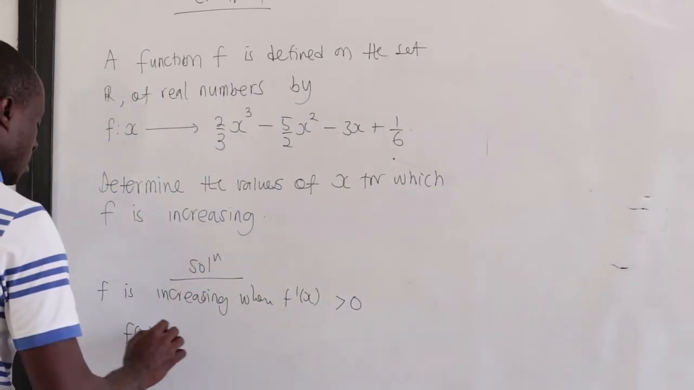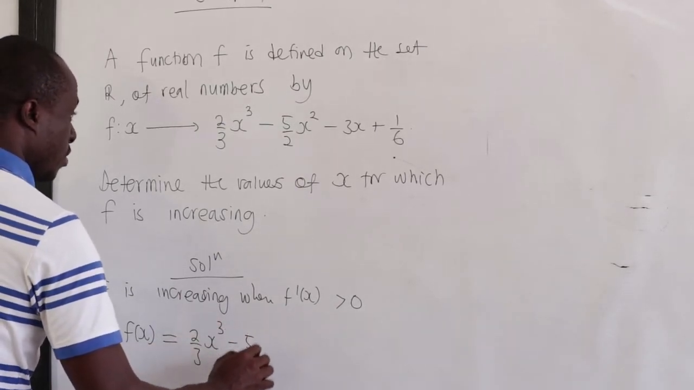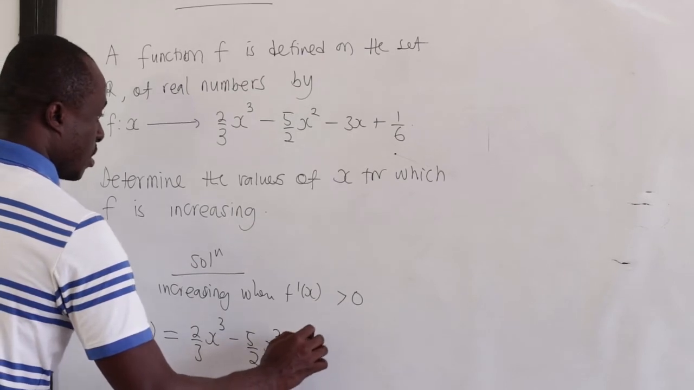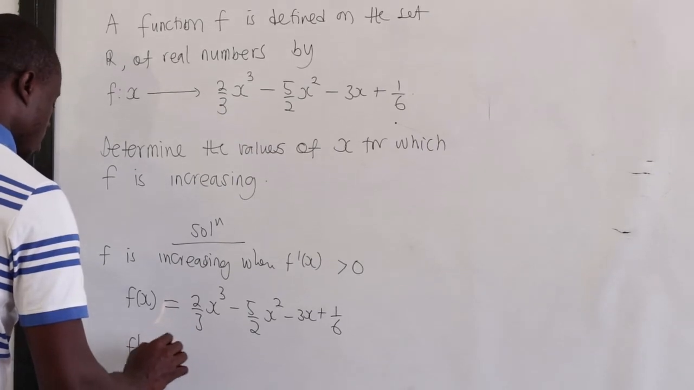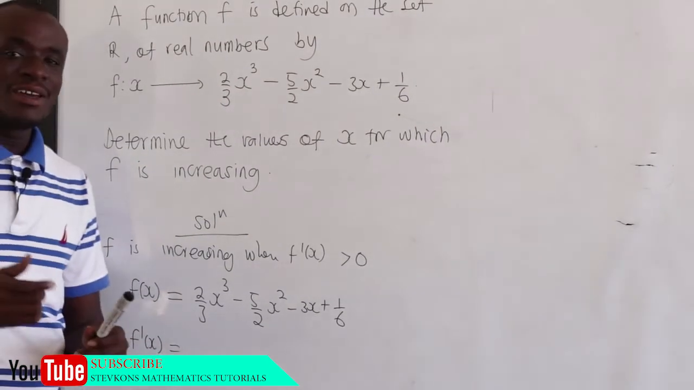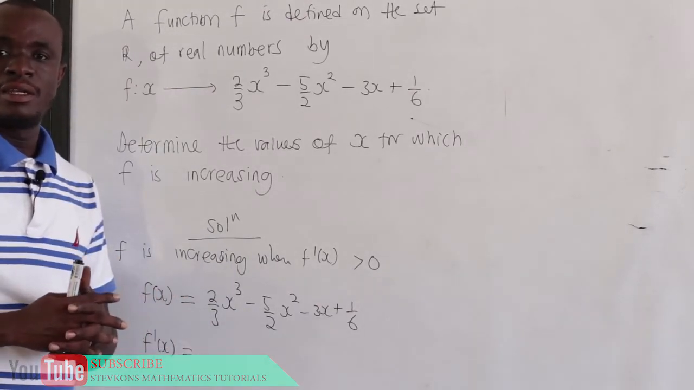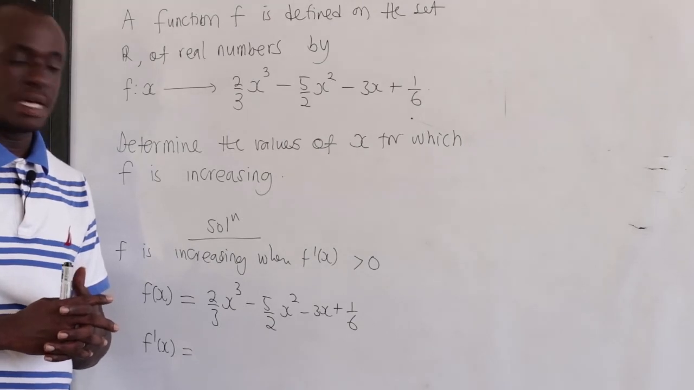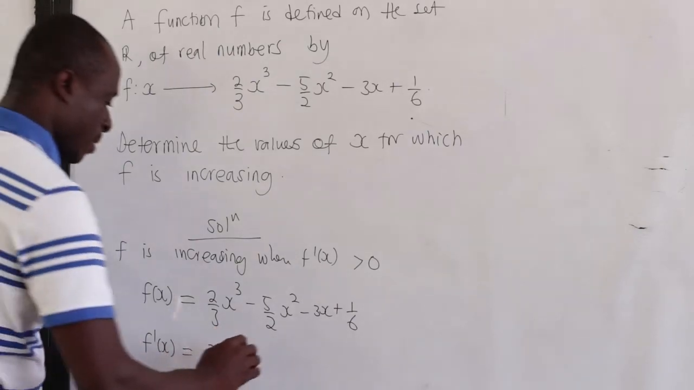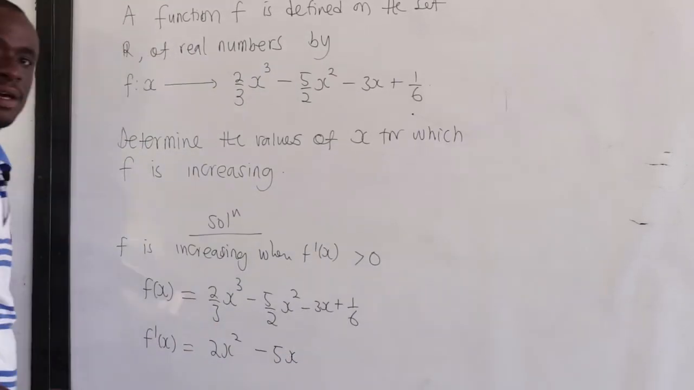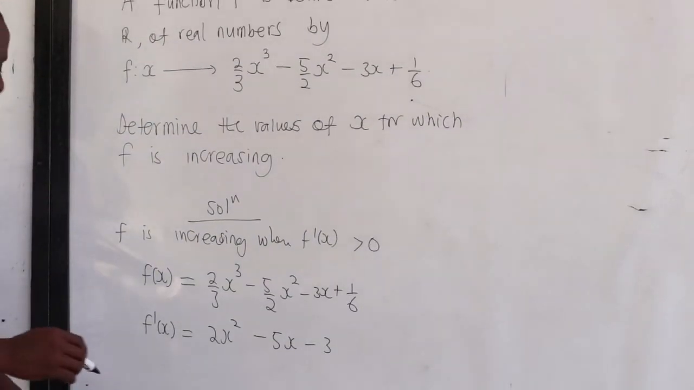Now what is f of x? f of x is 2 over 3 x to the power 3 minus 5 over 2 x to the power 2 minus 3x plus 1 over 6. Now let's find the differential of this. When you differentiate this, from our idea of the first lesson that we had, if you are not getting it well, kindly go back and watch that lesson for a better understanding. Now when I differentiate this, I'll get 2x squared minus 5x minus 3.